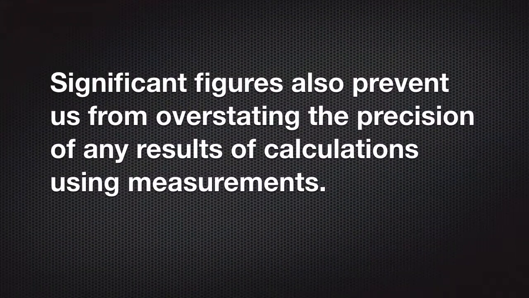Significant figures also prevent us from overstating the precision of any results of calculations using measurements. Sometimes when we start multiplying things together, we end up with a lot more digits than we started out with. And some of those digits are going to be meaningful, others are not. Others are going to be filled with error due to estimation. And so we want to make sure that the results of our calculations have all the certain digits, but we only want to have one estimated digit in our calculation.